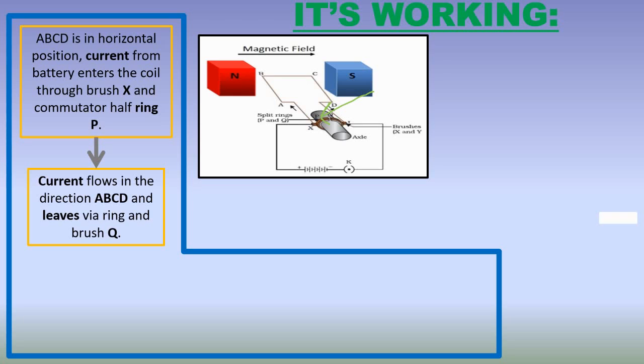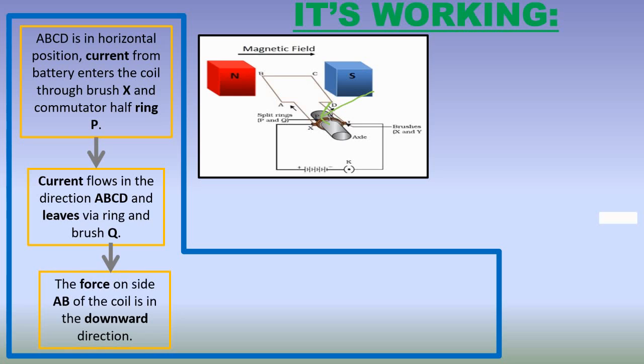So the current enters through X, through ABCD, and leaves through Y. So the current flows in the direction ABCD. Why does the current flow through ABCD? Because the current flows from positive to negative terminal of the battery, that is through the convention. Okay, this is the conventional current. Since it moves from the positive terminal of the battery, it enters through X, that is through ABCD, and leaves through the ring and brush Q, right? So during this time, the force on side AB of the coil is in the downward direction.